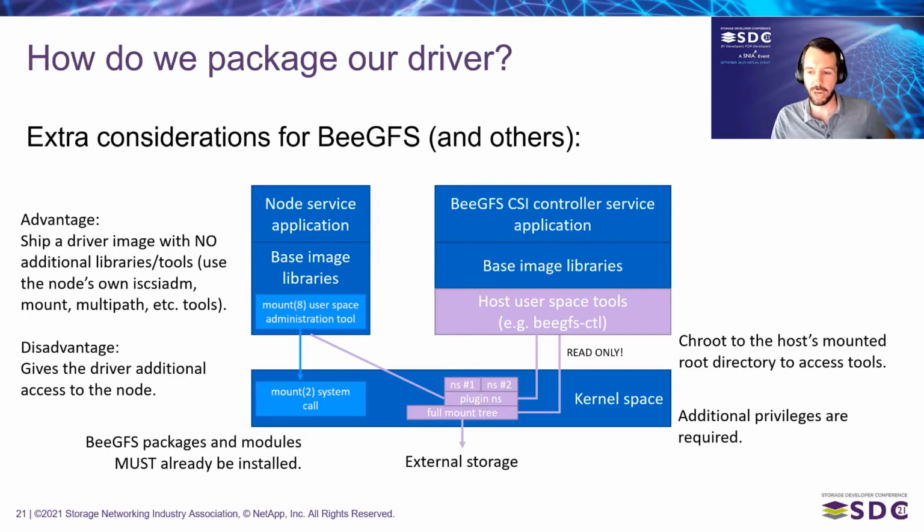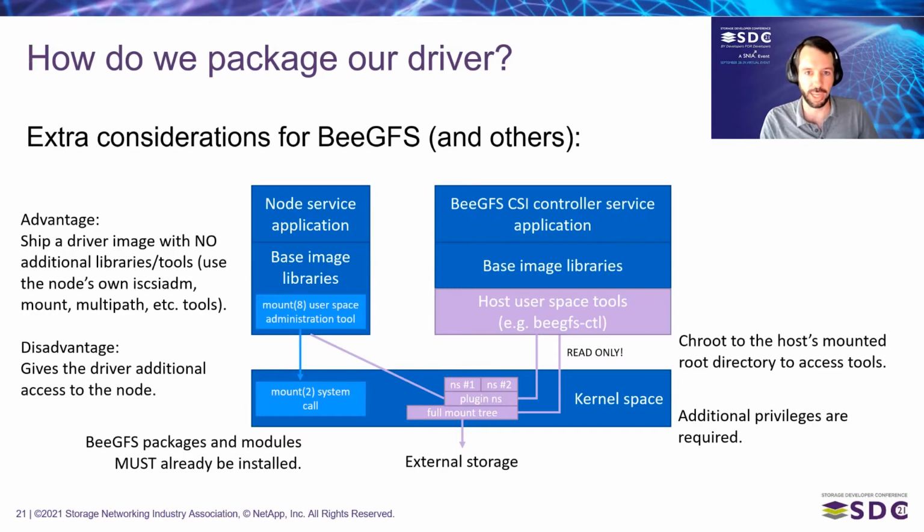And so the way that we got around this was actually by mounting the host root file system to the container read-only, and then chrooting to that file system and executing the host's own version of BeeGFS CTL whenever we needed to. And we're actually not the only driver that does this. This is a pretty common trick that a lot of CSI drivers do.